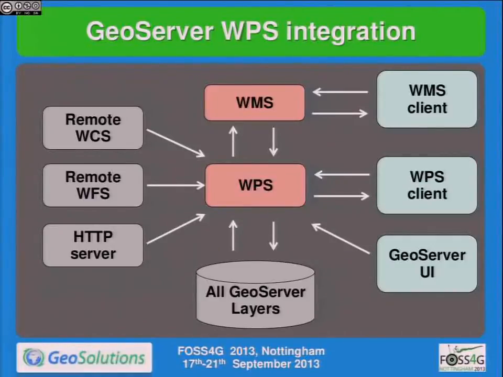We have integration with the WMS, which is called rendering transformation, that allows us to take a style which instructs GeoServer to transform the data on the fly while rendering it. So we don't actually store anywhere the transformed version, say, contour line extraction. We do it on the fly, and we paint the contour lines, and that's done.